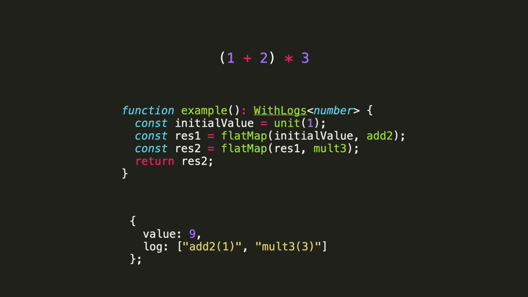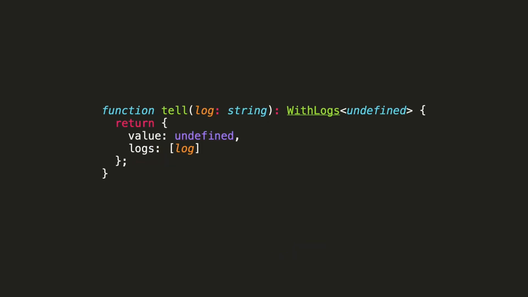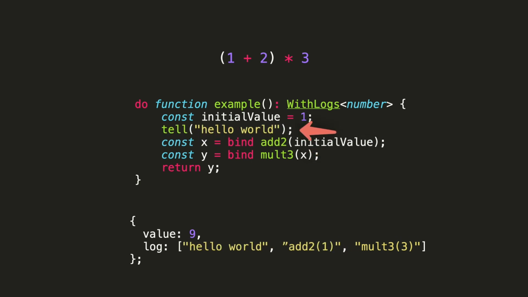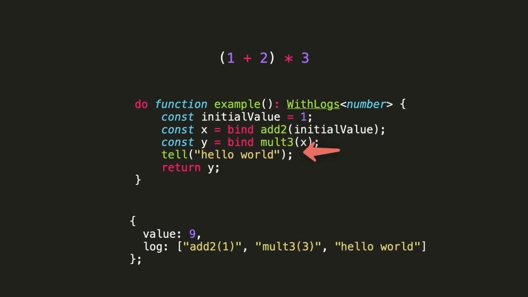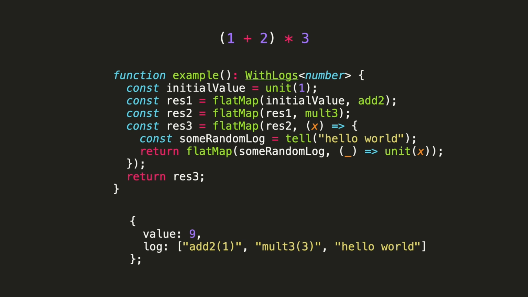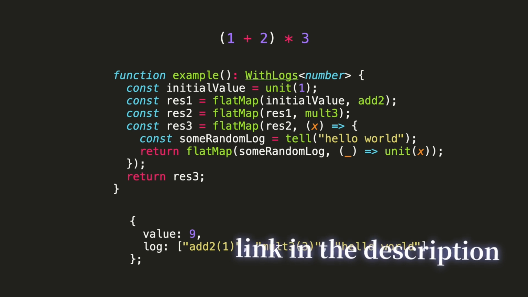Here's an interesting twist. We're going to introduce this function called tell, which creates a withLogs instance with an arbitrary log entry but no value. This function will allow us to insert any random log message at any point, almost as though we have a global state, yet the entire function remains pure. If you're somewhat puzzled by how this seemingly works like magic, try converting it back to using flatMap, and you'll see how it all works under the hood. This is valid TypeScript code, so you can try to run it on your own computer.